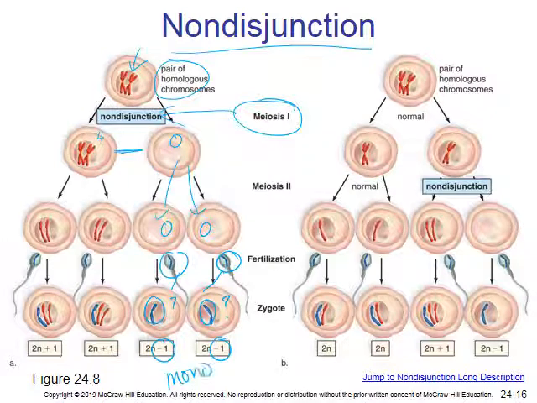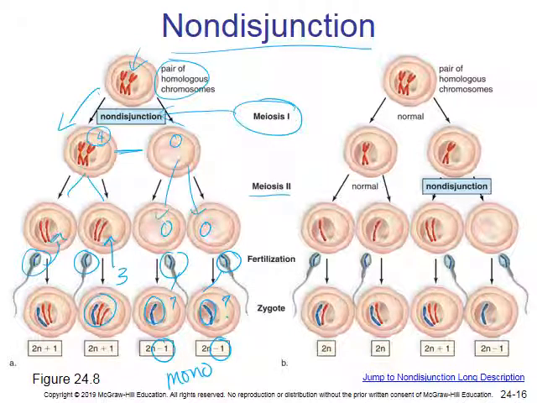This is monosomy. If we follow the other side, we had 4 chromosomes. During meiosis 2, they divided normally. In comes the sperm, but now I have 3 of the same chromosome instead of 2. So this was 1 extra. This is trisomy. You can see if the non-disjunction event happens in meiosis 2, it's a little bit better.